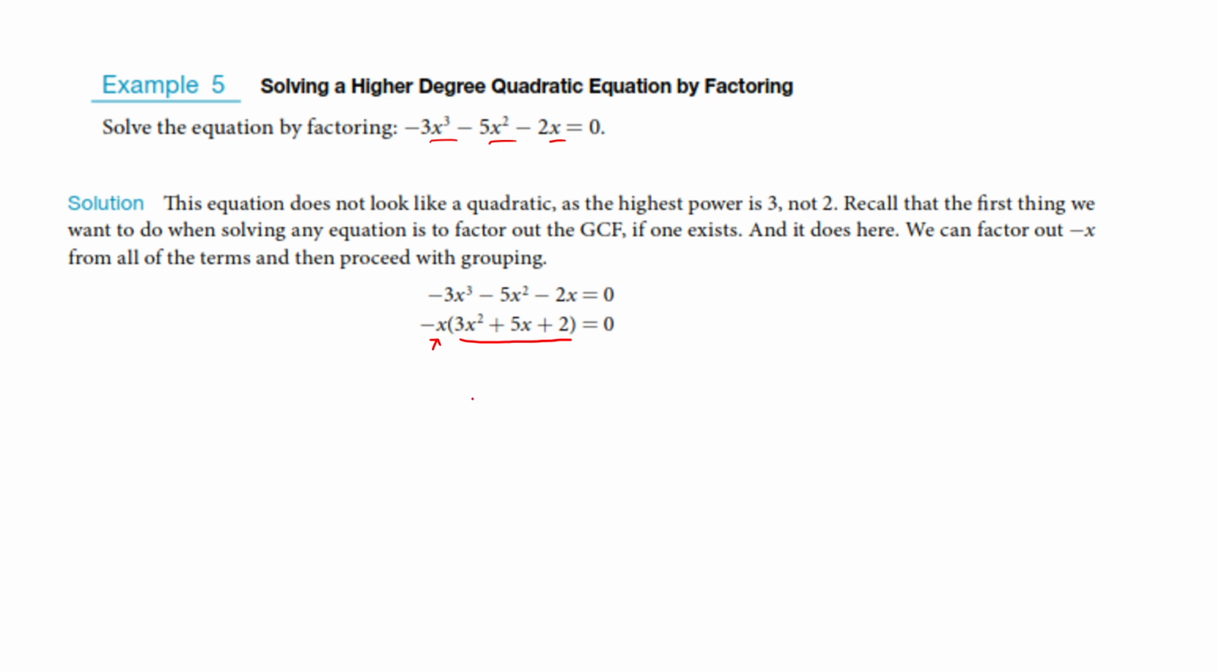Some people can just do this in their head and kind of guess their way through it, and that's an acceptable method, but I'm going to show you what's called the AC method. The A is what's in front of the x squared, and the C is at the end. I'm going to multiply those together. I get 6.